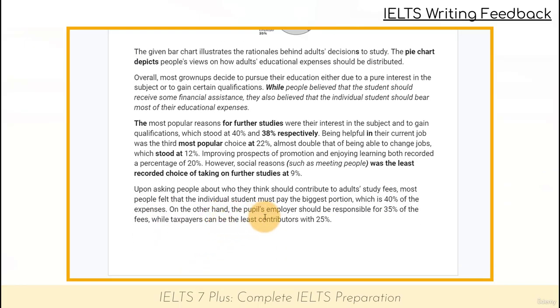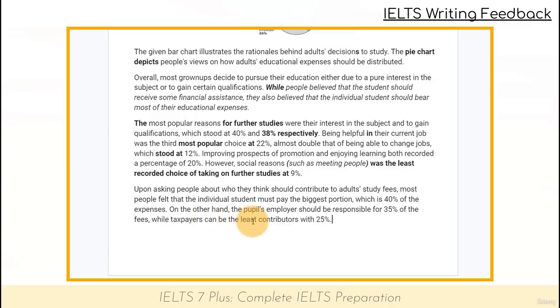On the other hand, the pupil's employer should be responsible for 35% of the fees, while the taxpayer can be the least contributors with 25%. There's literally only really one change I'm going to make here.